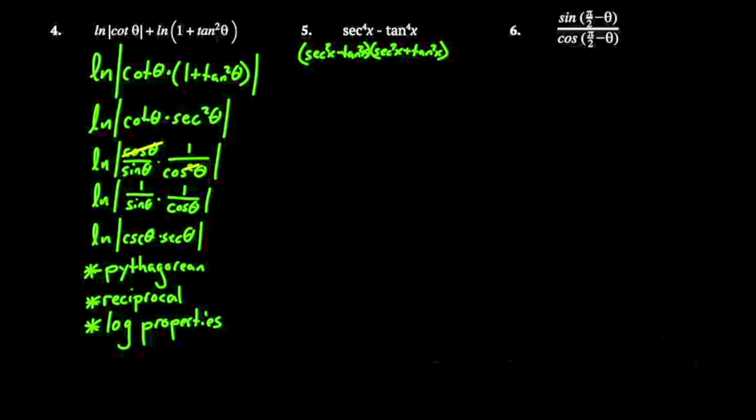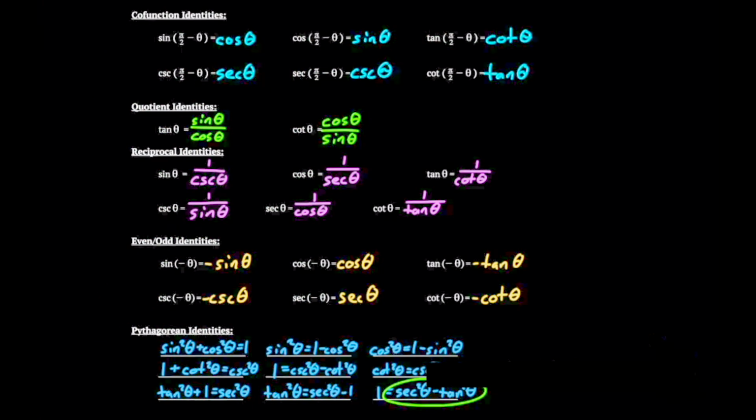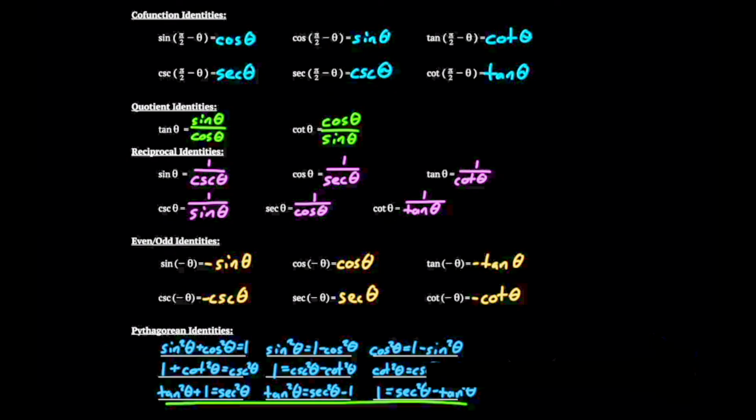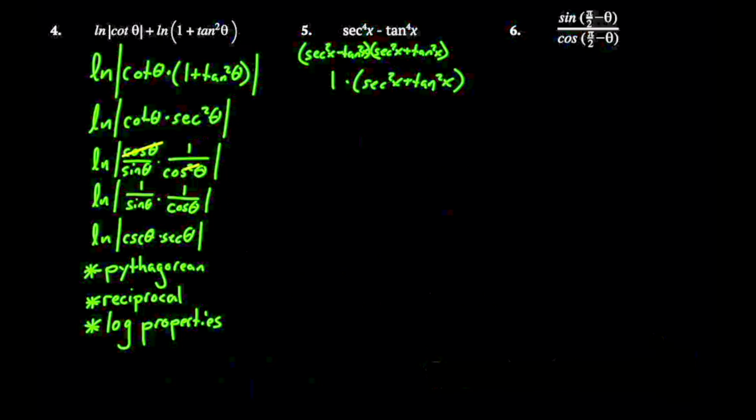And now we have a whole bunch of squared functions, so let's check the Pythagorean identities again. So I see we have a secant squared minus tangent squared, so I can replace that with a 1. So now I just have 1 times secant squared plus tangent squared. And unfortunately, secant squared plus tangent squared doesn't show up here in the Pythagorean identities, so I'm just going to take this one that says tangent squared is the same thing as secant squared minus 1. Because then I can write secant squared plus, and then instead of tangent squared, I'll write secant squared minus 1.